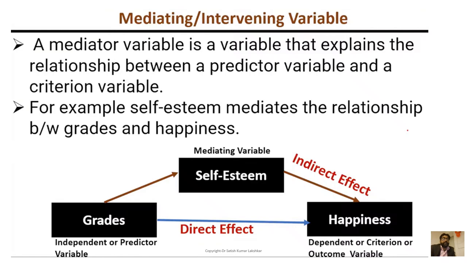A mediator variable is a variable that explains the relationship between predictor variable and the criterion variable. The predictor variable is the independent variable, and the criterion variable is the dependent or outcome variable. So predictor variable is also known as independent variable, and criterion variable is known as dependent variable. We are trying to study the impact of predictor variable on criterion variable.